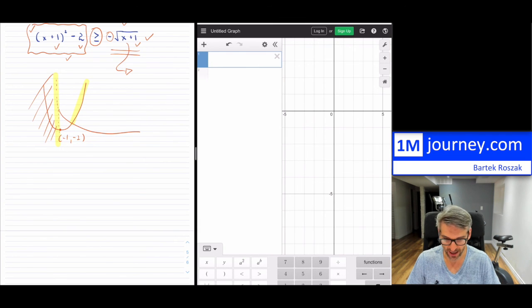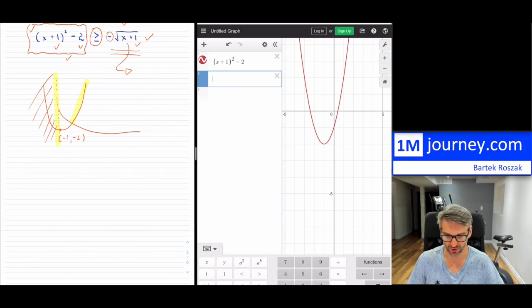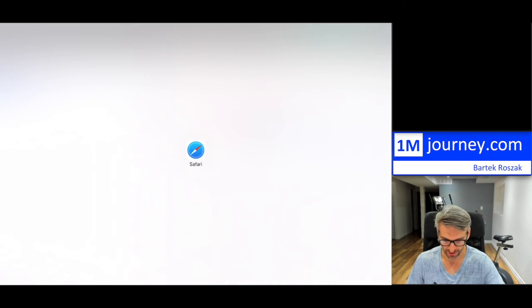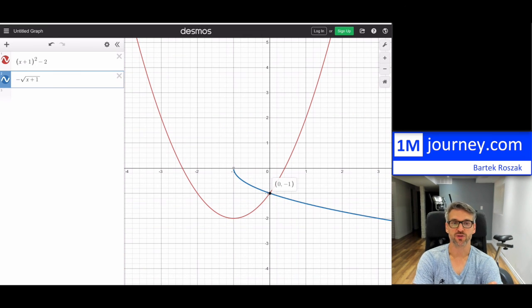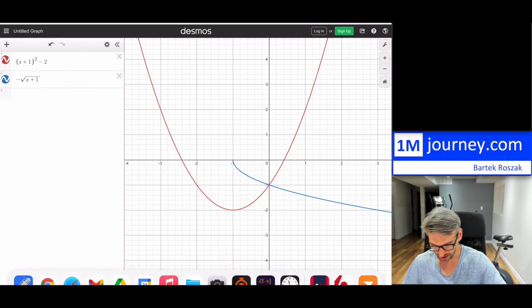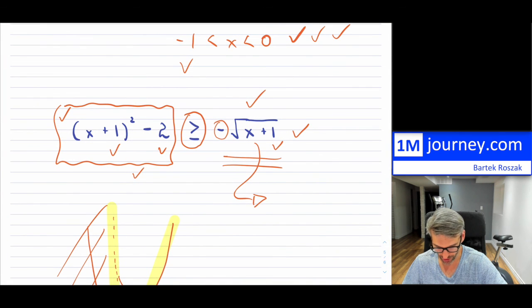So what do we have? We have (x + 1)² - 2, so that's our parabola that we talked about. And then we have negative square root of x + 1. And notice that's exactly what we had sketched. This is what we have here. And notice that's the point right there, so from 0. It looks like our parabola is going to be bigger for values which are greater than 0. And if I go back, it's just greater or equal to.